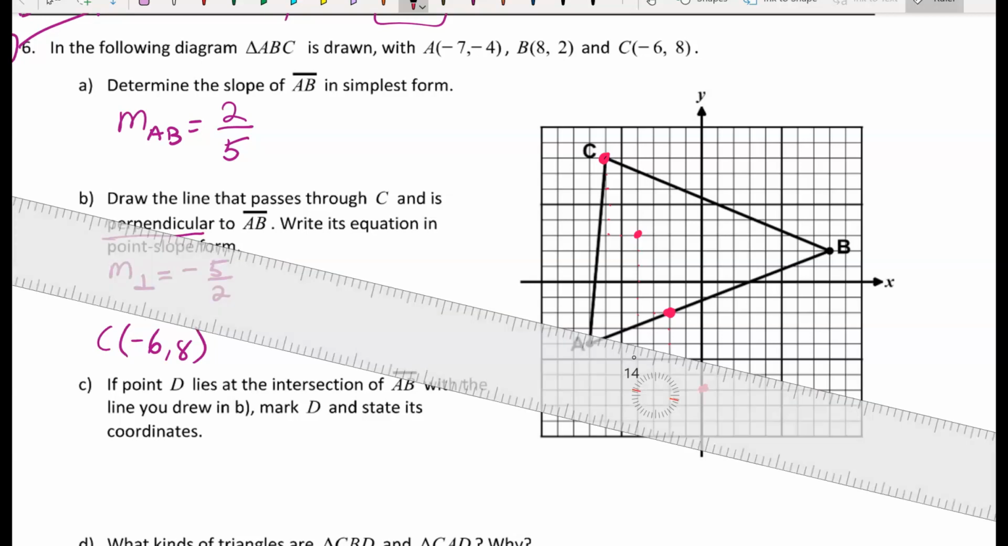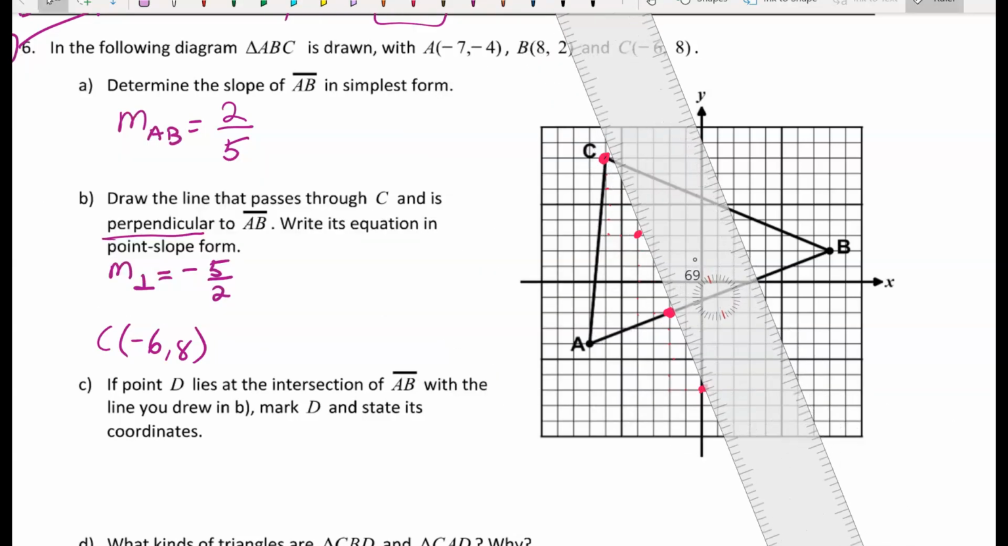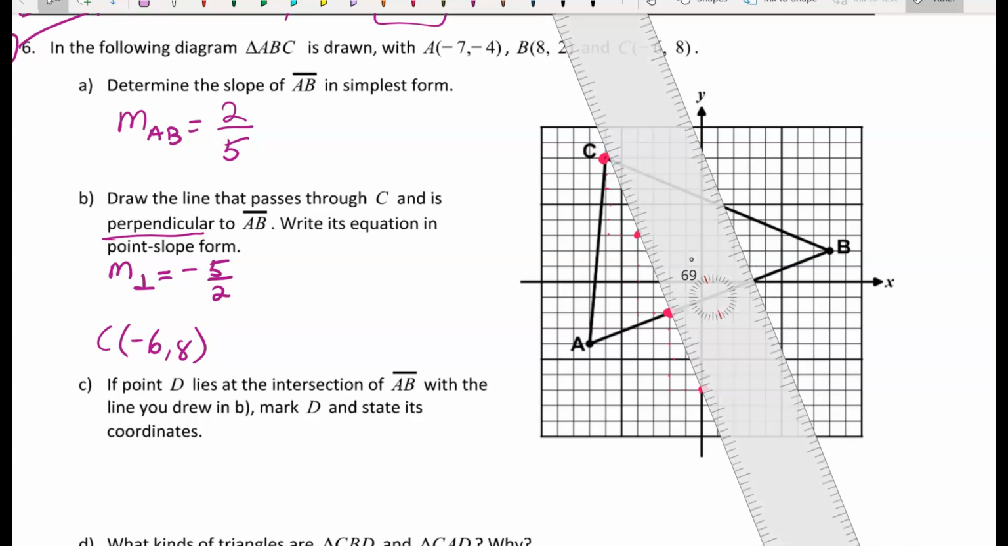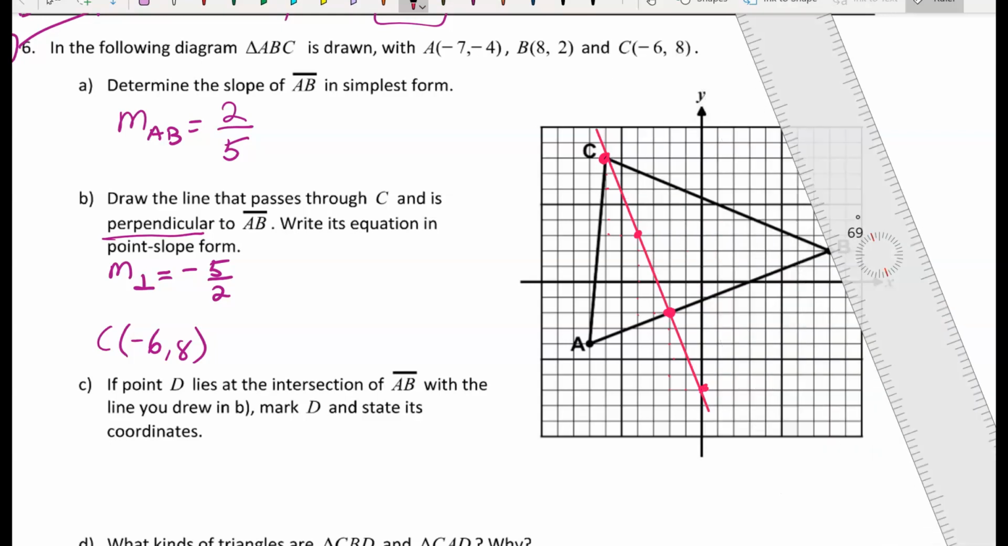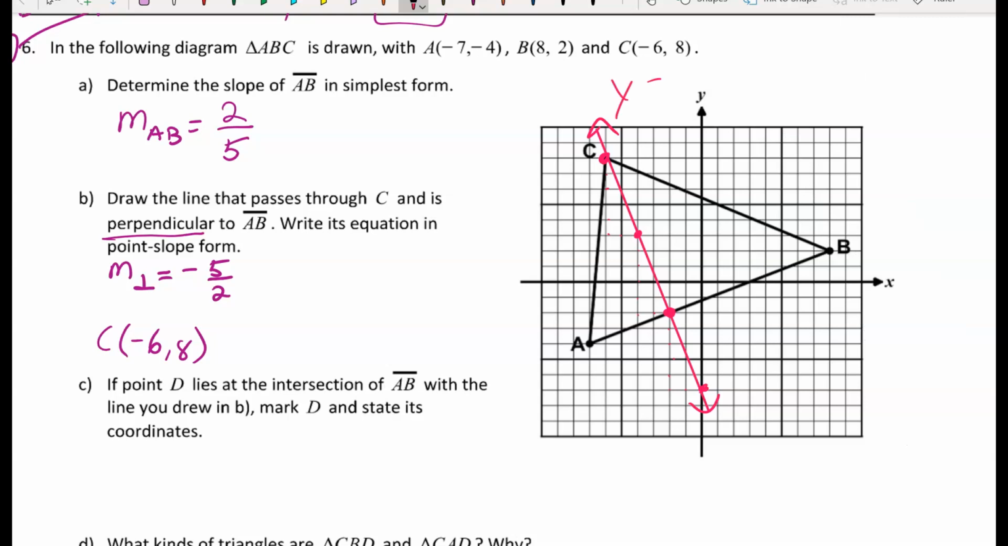And it says to draw the line, so I'm going to take my straight edge and connect it straight on through. Try to do that a little bit better. And I have arrows. And again, I don't know the equation yet, so I can't label this. But normally we would want to have a label here telling me what equation that line represents.